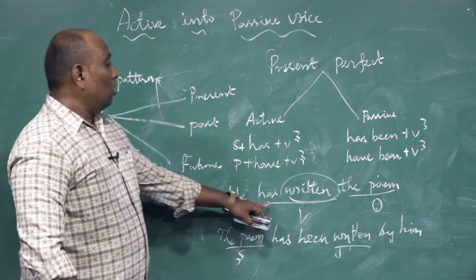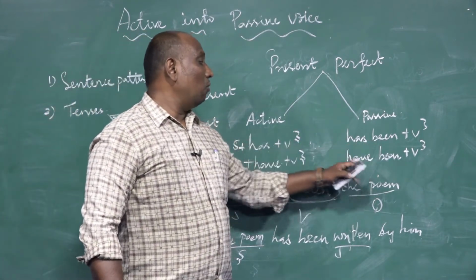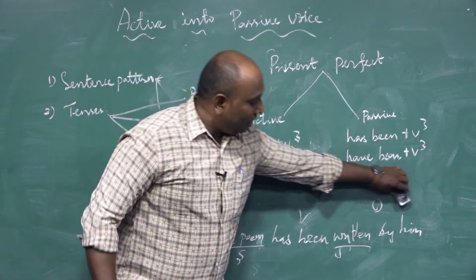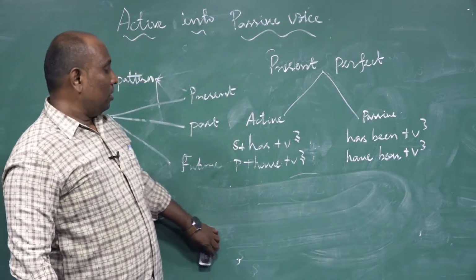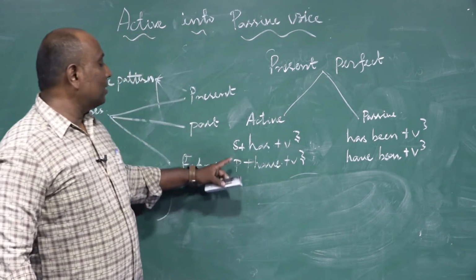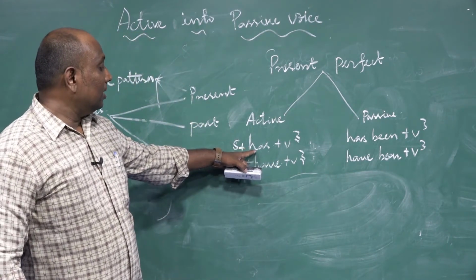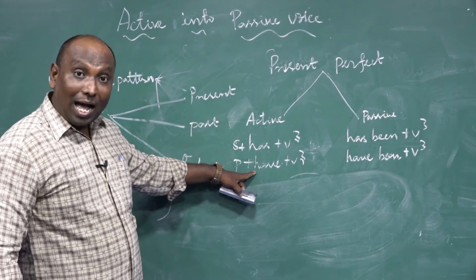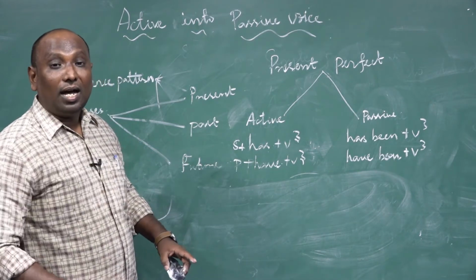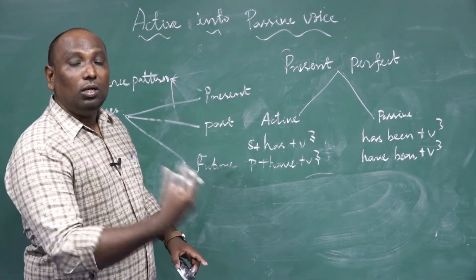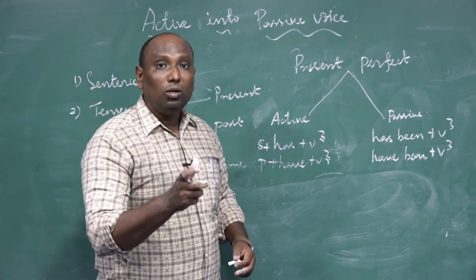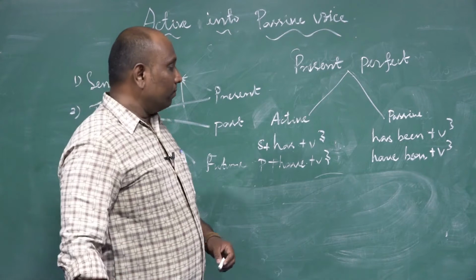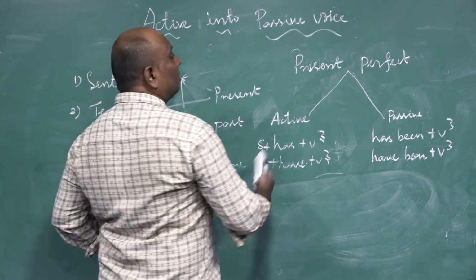So we have to use has been or have been. When the subject is I, we have to use have. We cannot consider it as plural, sorry, singular. We have to write have. I have done, I have written, I have invited. So we have to use have. We cannot use has.